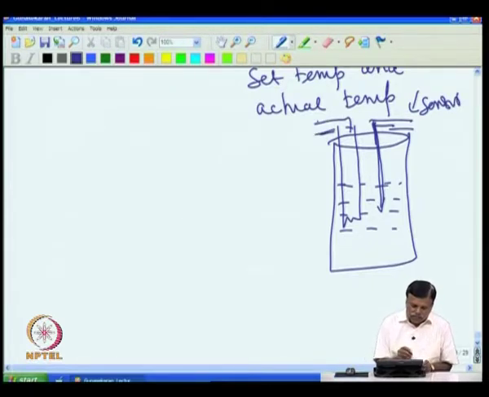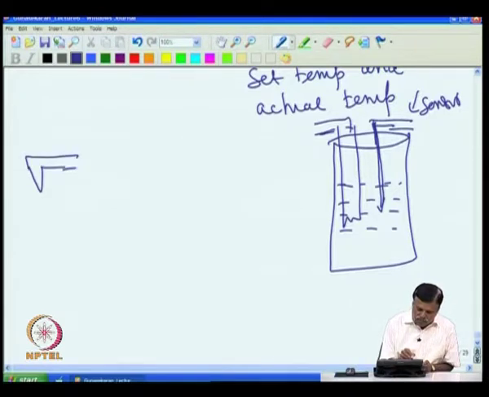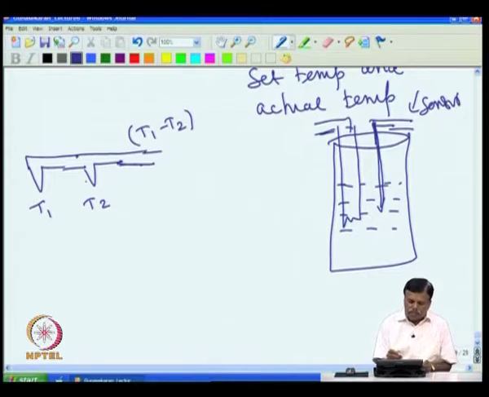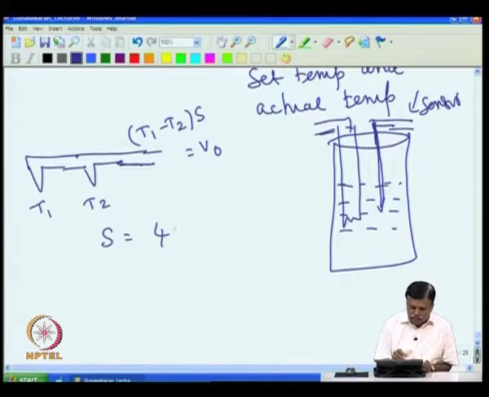Now, what I do is I take the sensor, which is a thermocouple. If I take a two-junction thermocouple, it gives me a voltage based on the temperature difference between the junctions, say T1 and T2. So, you will get a voltage: T1 minus T2, the temperature difference between these two junctions, times the sensitivity, is the output voltage. Most thermocouples have a sensitivity of 40 microvolt per degree C; most of them will be in this range.